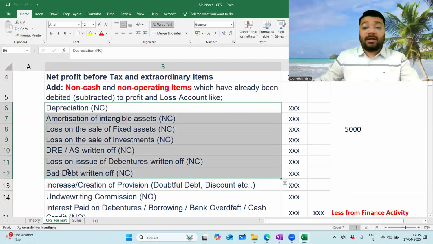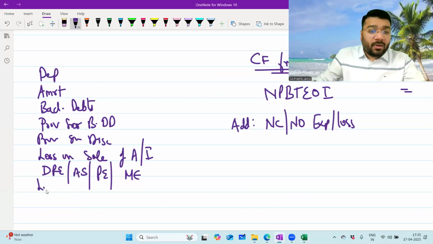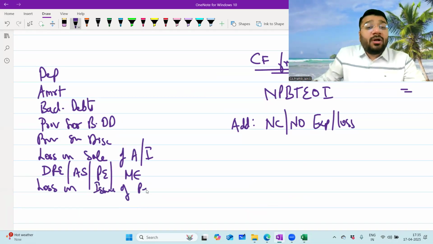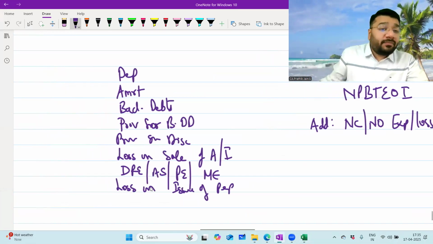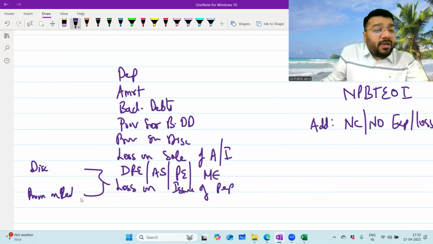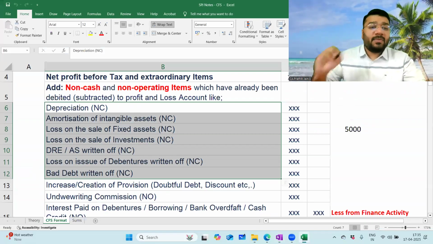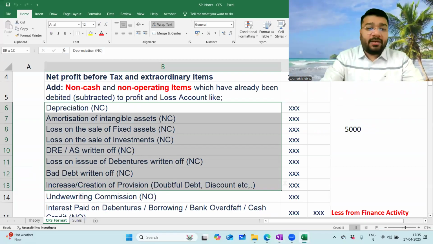Loss on issue of debenture. Yes. Loss on issue of debenture is your non-cash item. In this, how many losses possible? Two types. One is discount on issue of debenture. Second is premium on redemption of debenture. These are the two kinds of losses. Very good. Next. That's all? Everything is taken care of? Okay. Next, non-operating.